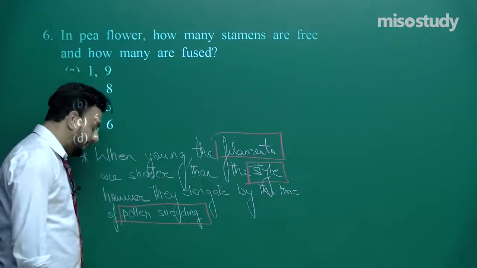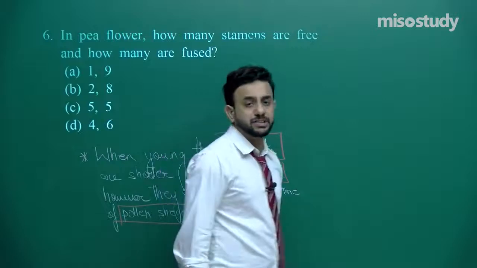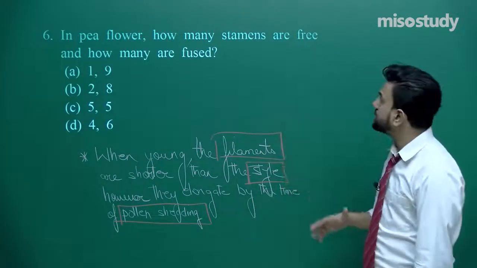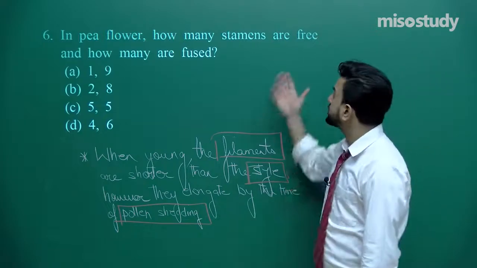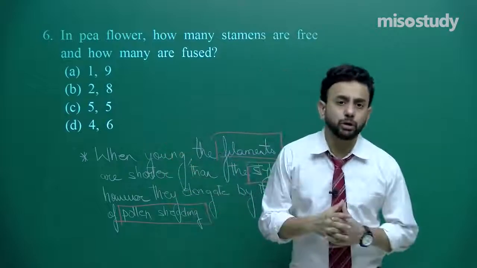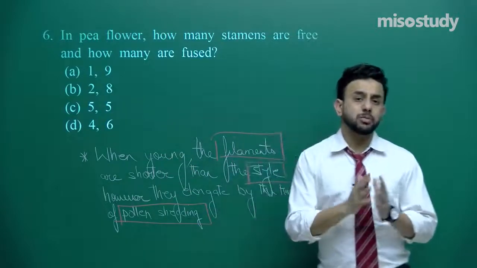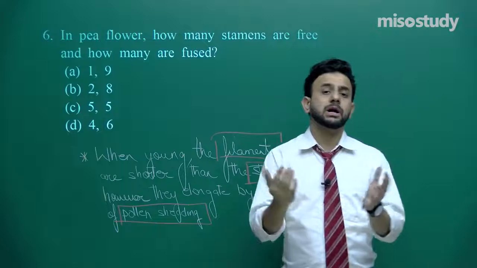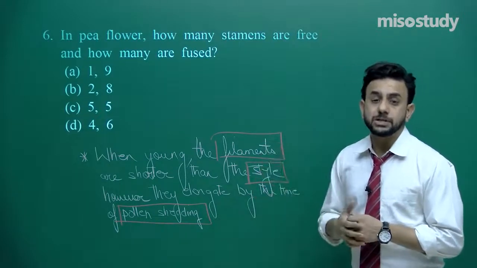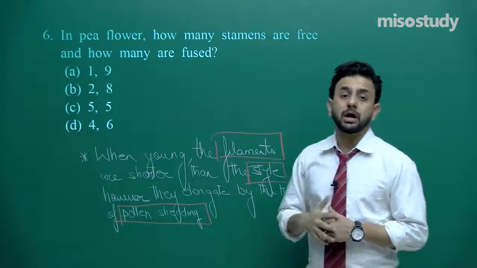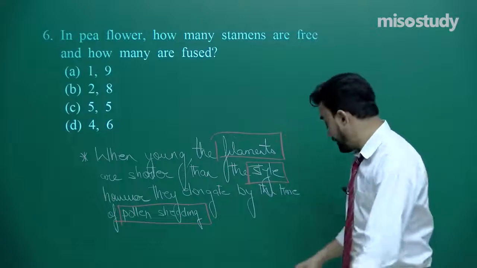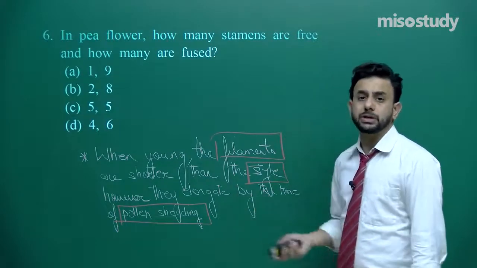So, we have done the explanation of this particular question. Once again, in pea flower, how many stamens? We see 10 stamens, of which 1 is free and how many are fused? The 10th stamen will be free, and the other 9 stamens are joining to form a staminal tube. This staminal tube will be covering the ovary, and we see that in the young stage the filaments are not of adequate length, but at maturity they increase their length, right? So, we have come to the end of this question.